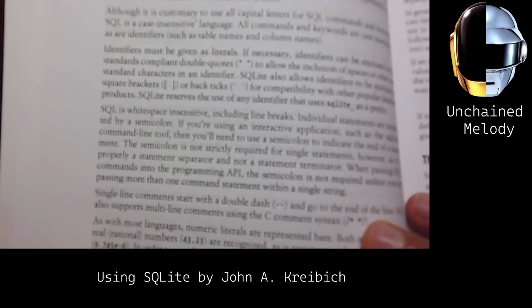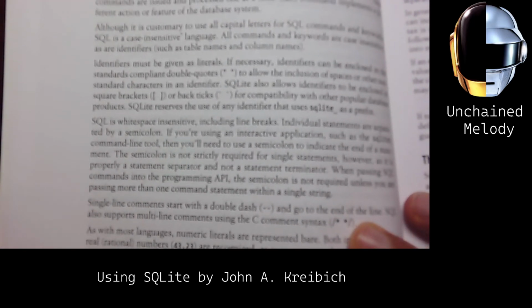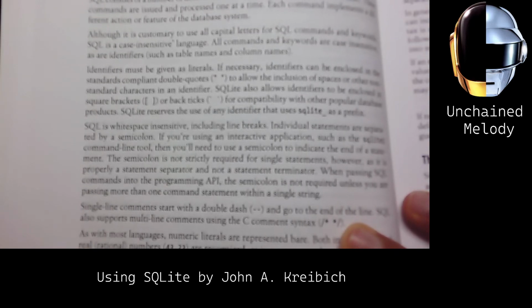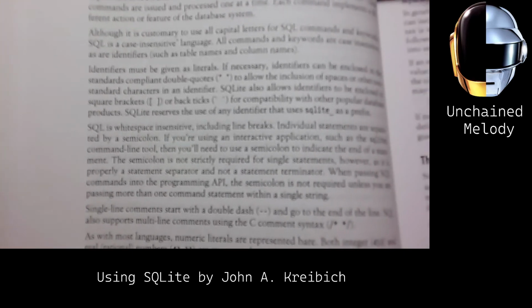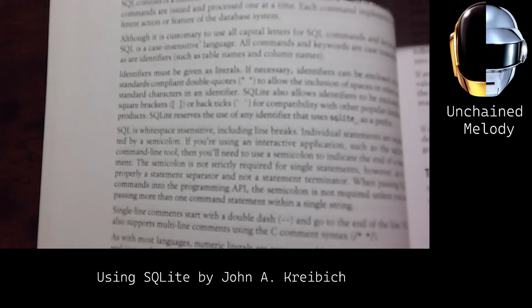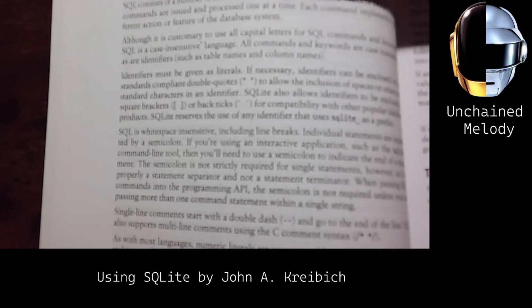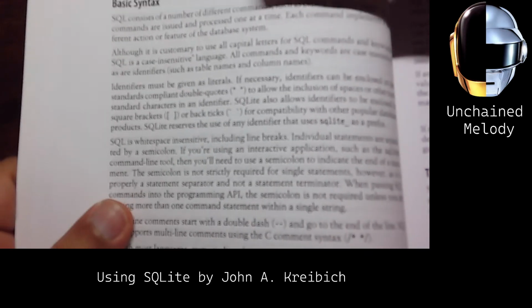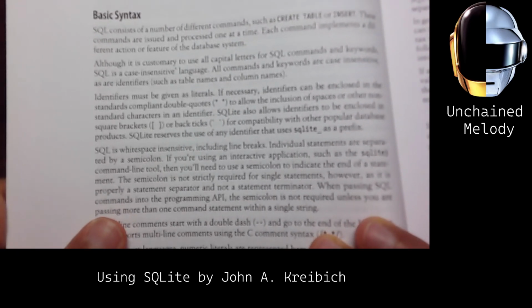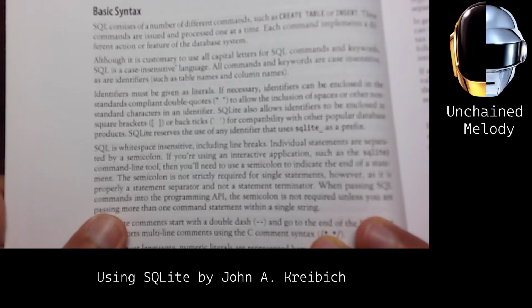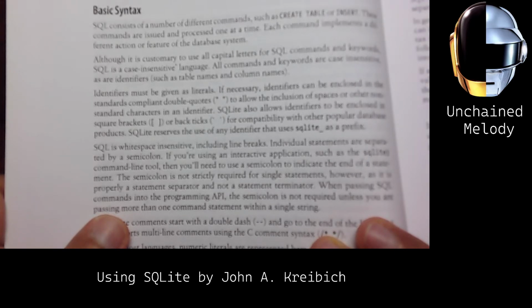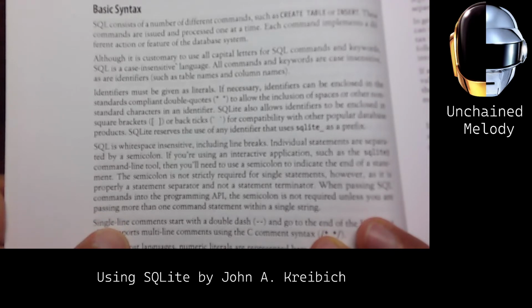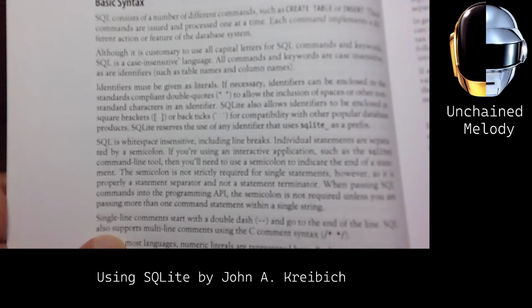SQL is whitespace insensitive, including line breaks. Individual statements are separated by a semicolon to indicate the end of a statement. The semicolon is not strictly required for single statements, however, as it is properly a statement separator and not a statement terminator. When passing commands into the programming API, the semicolon is not required unless you are passing more than one command statement within a single string.